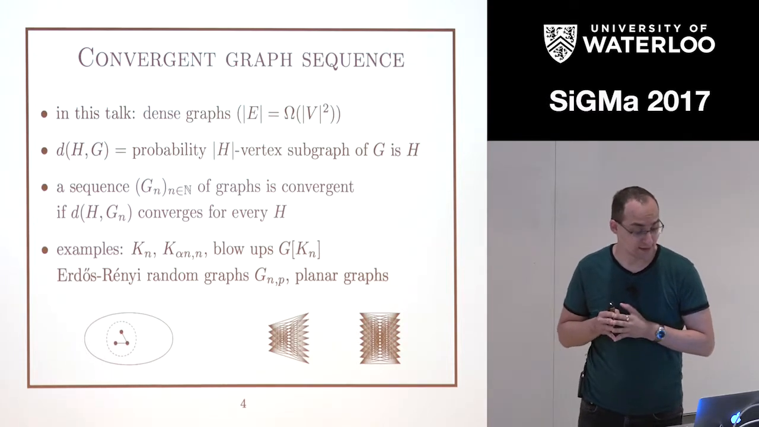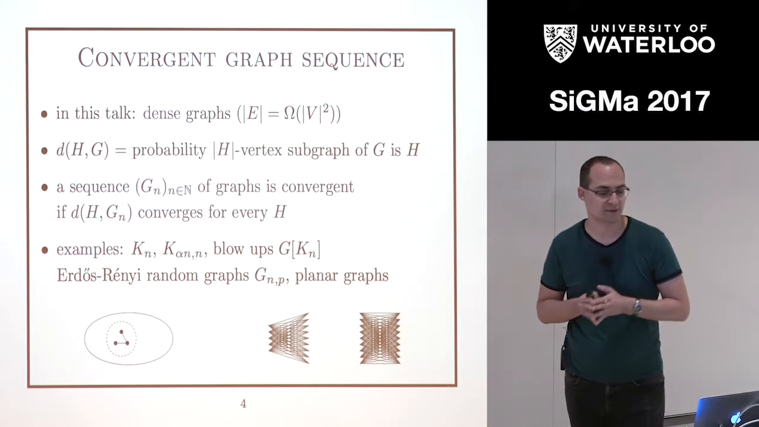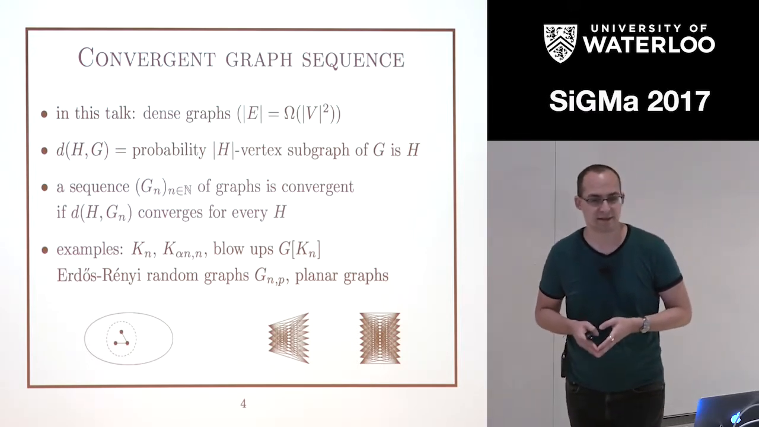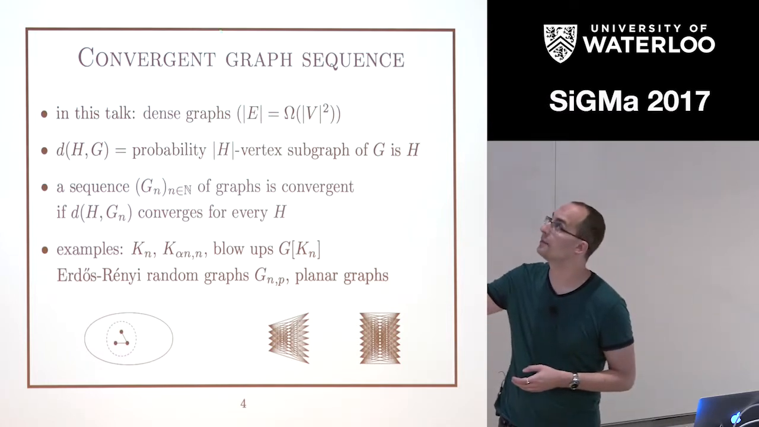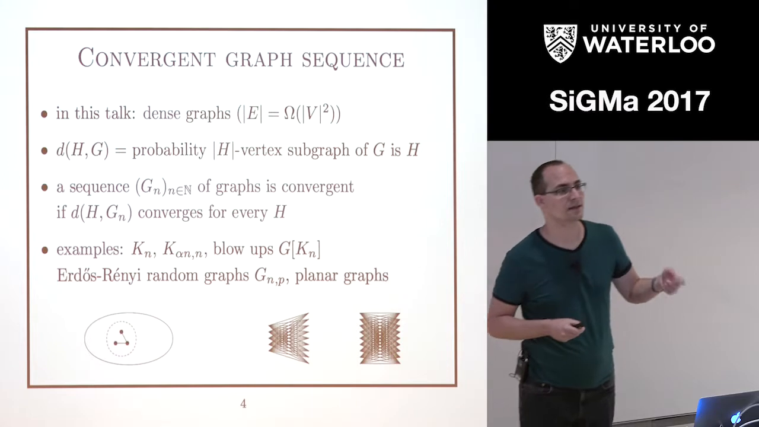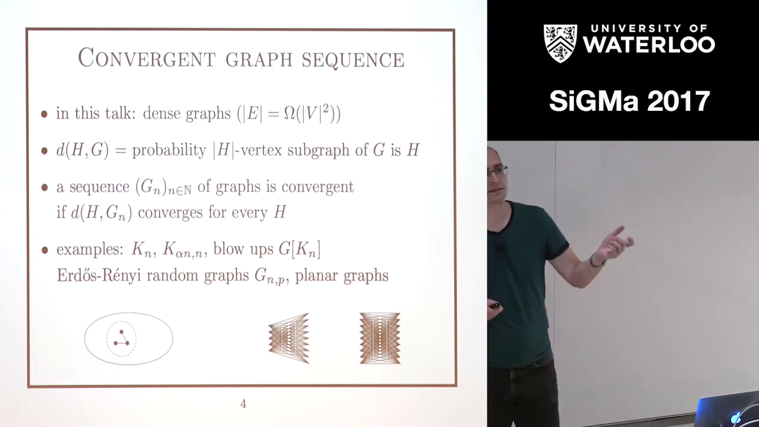In this talk, I will be focused on convergence and analytic representations for dense graphs. A dense graph for me is a graph where the number of edges is quadratic in the number of vertices. In other words, if I pick a random pair of vertices, with positive probability they are joined by an edge.